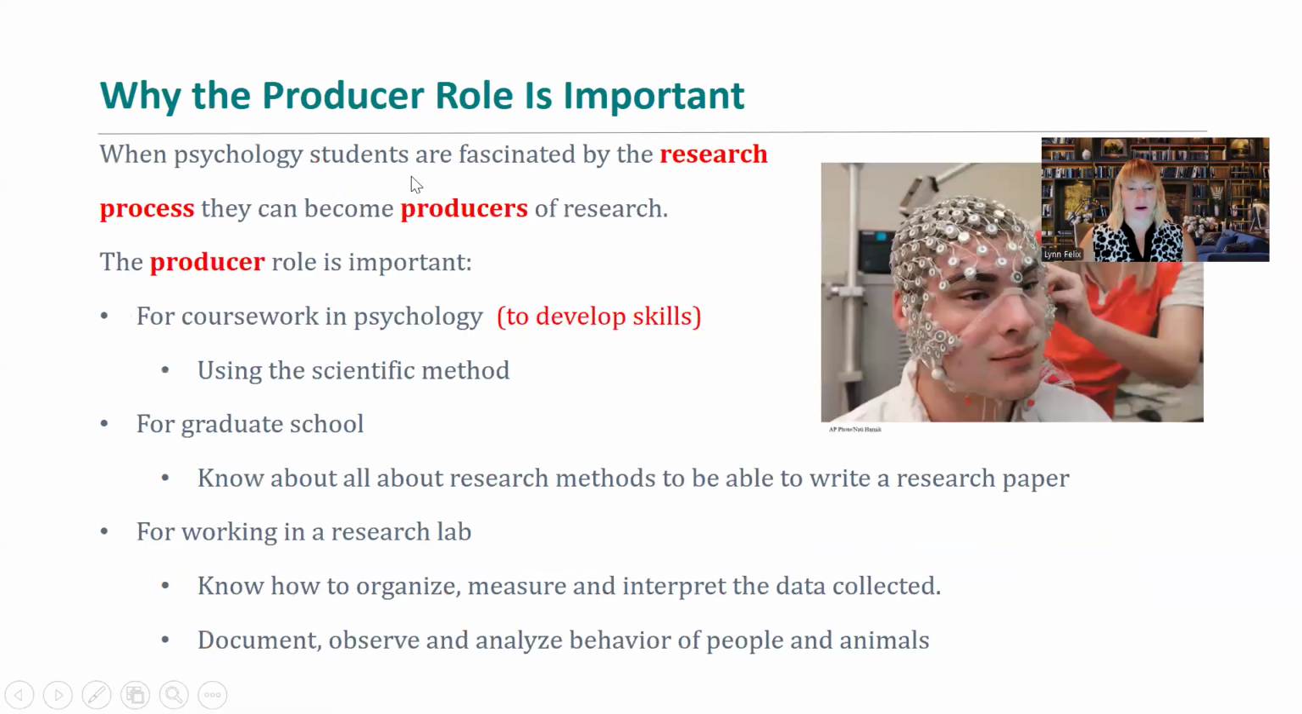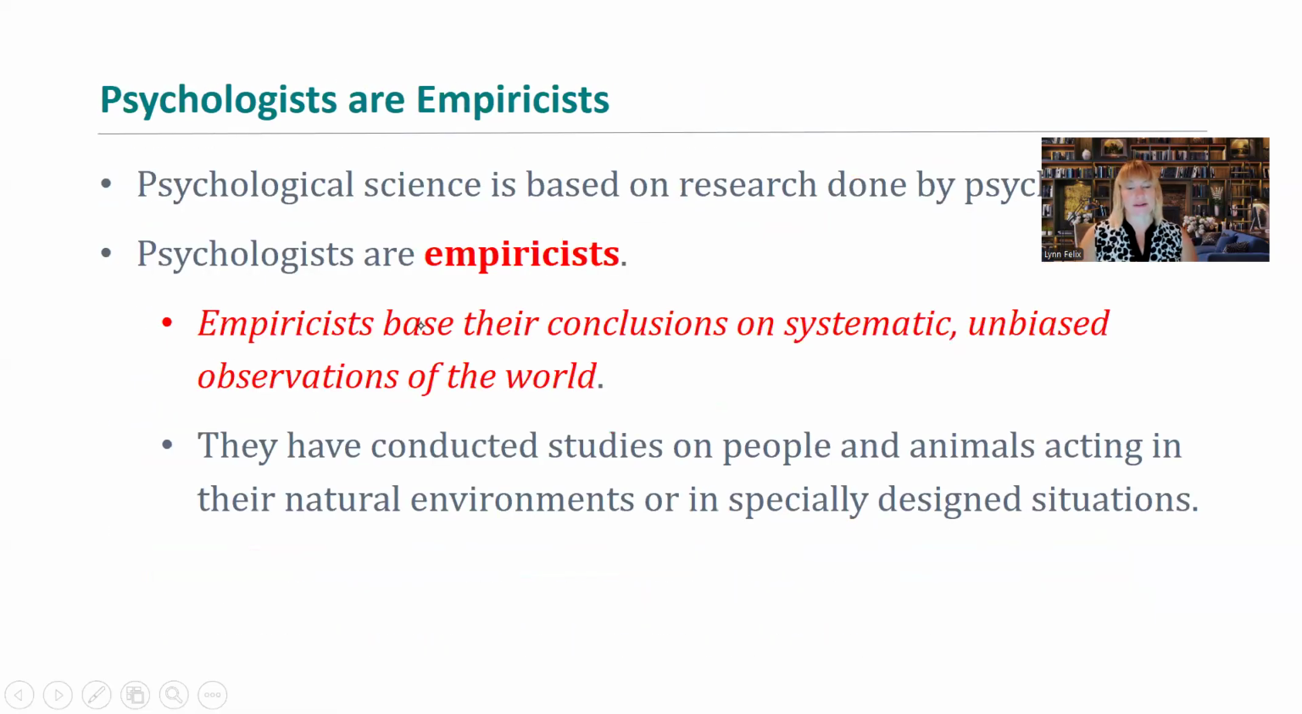Psychologists are empiricists. Okay, so psychology science is based on research done by psychologists. What is an empiricist? Empiricists base their conclusions on systematic, unbiased observations of the world. So they observe everything, they take in everything, and then they make their conclusions systematically by using the scientific method. They have conducted studies on people and animals acting in their natural environments or in specifically designated situations.